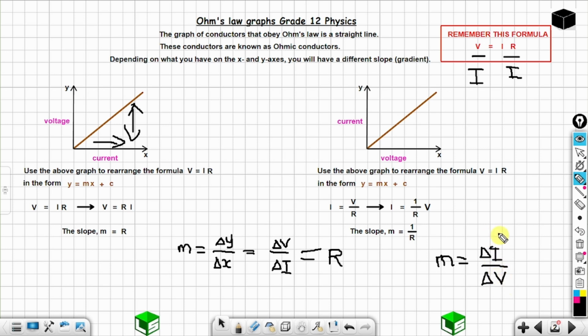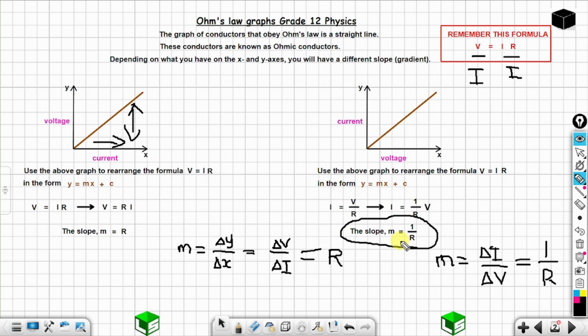Can you see? You have I over V, which is the inverse of this. Here you have V over I is equal to the resistance. Now, here you have the inverse, current over V. So this will be the inverse, which is 1 over resistance, which is what you have there.